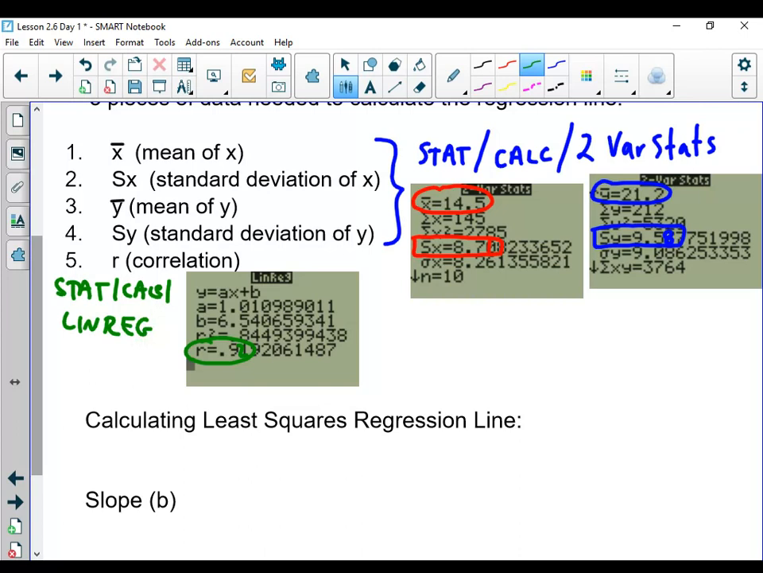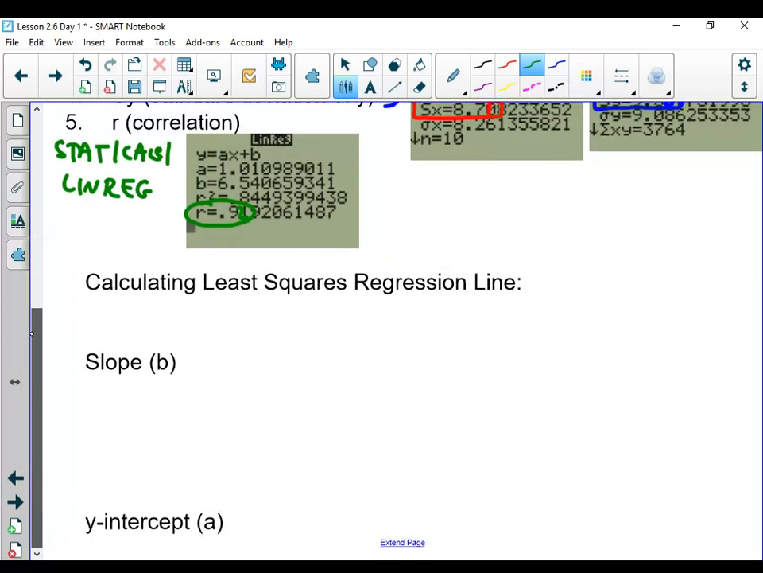So let's start with slope. So we're going to try to figure out what our B value is. Well, in order to calculate our slope, we're going to take the R value times. Now, when we talk about slope, it's the change in what first over change in what? The change in X or Y? Y over X. So we're going to take this R value times the standard deviation of Y divided by the standard deviation of X.